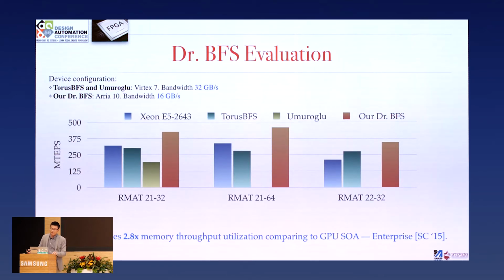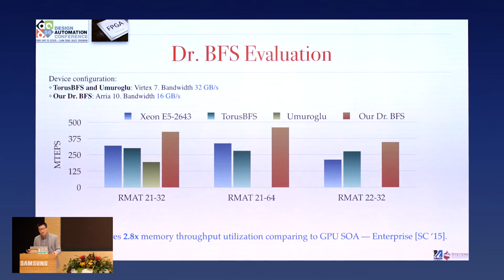By putting those kinds of things together, we do see pretty good performance gains compared to existing work like Dora's BFS and Mulumurgu. The x-axis is different synthetic graphs from Graph 500, and the y-axis is the traversal rate. Here we do not use FLOPS because graph computing is more data-centric, so we use million traversed edges per second, or MTEPS. Higher is better. We see Dr. BFS is always better than state-of-the-art Taurus BFS or Umuruglu.